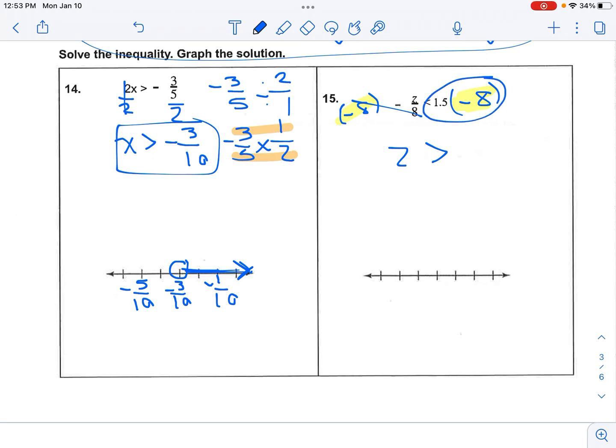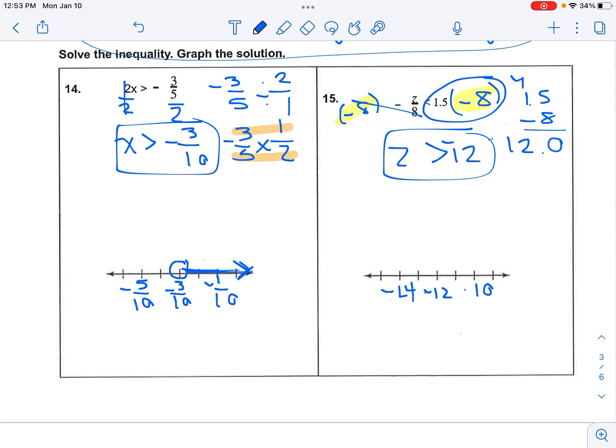Now I have to figure out what 1 5/10 times negative 8 is. So 1 5/10 times negative 8, that's 40, and that's 12 with a decimal, and that's going to be a negative. So z is greater than negative 12. My negative 12 is going to go in the middle. I'll put negative 10 here and negative 14 here, with an open circle at negative 12 and my arrow pointing to the right.